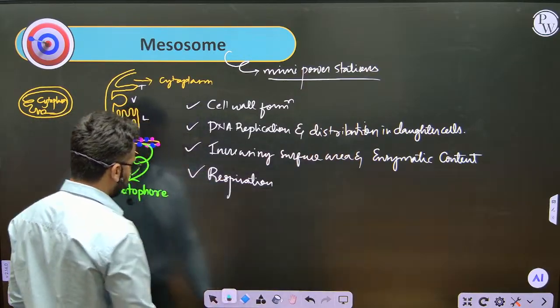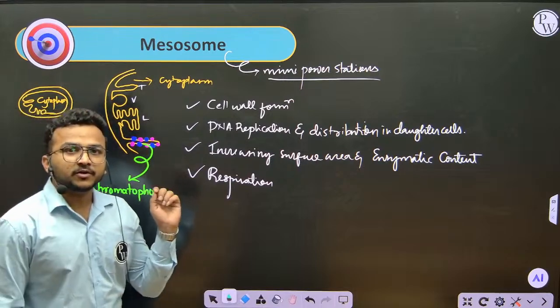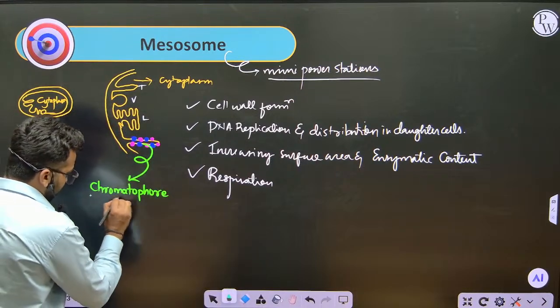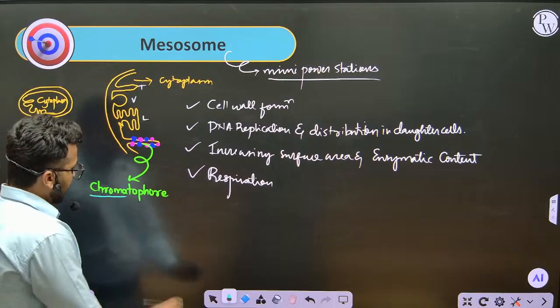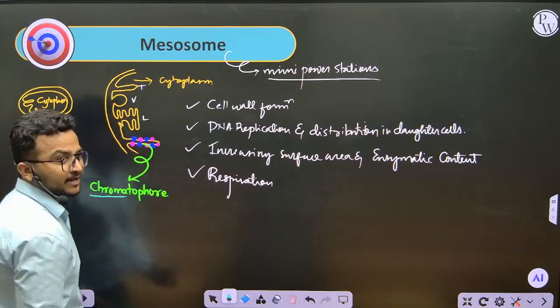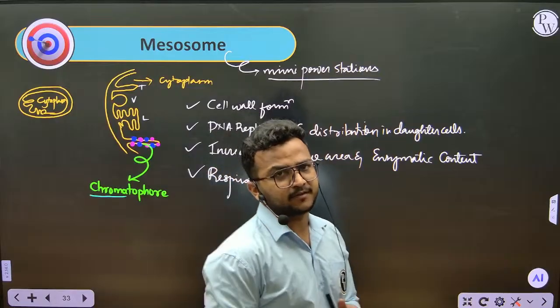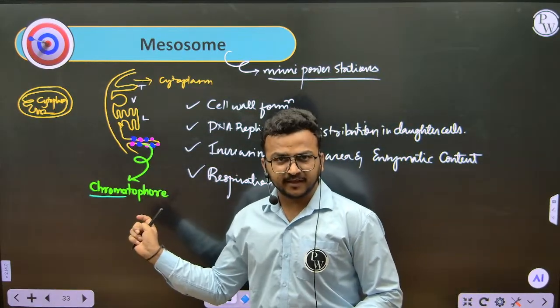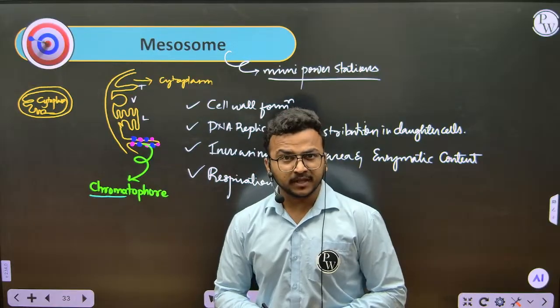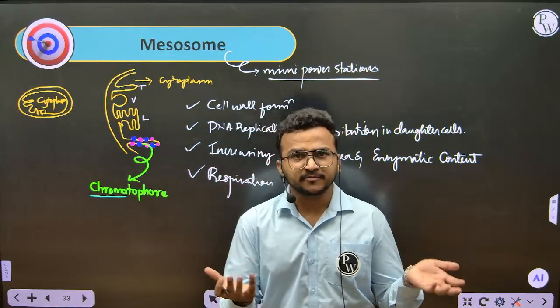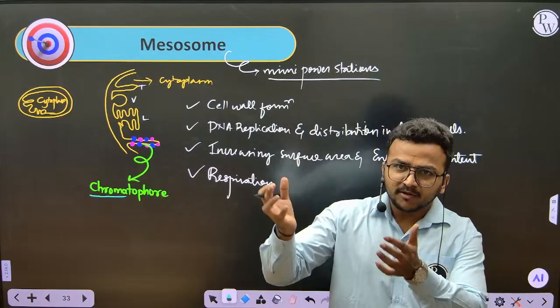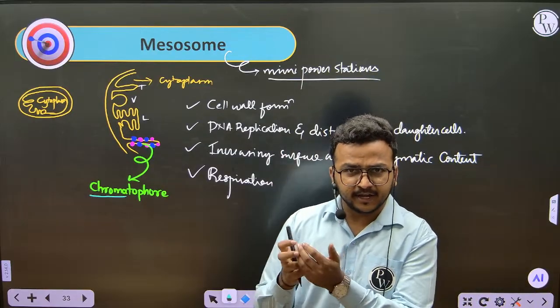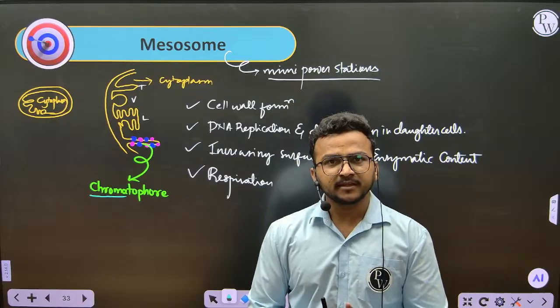Chromatophore, in the name itself, chroma means coloring, and phore means body, so it is the coloring body present in prokaryotic cells. So the chromatophore of these bacterial cells has pigments upon it, and of course what is the function of pigments? It will absorb some sunlight radiations of different wavelengths and it will emit.